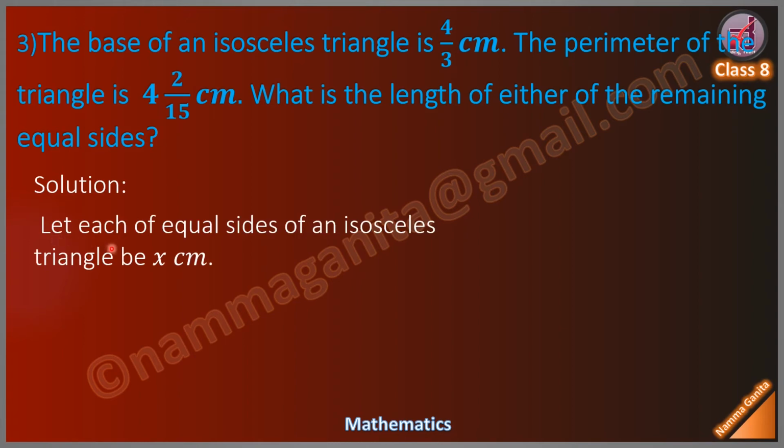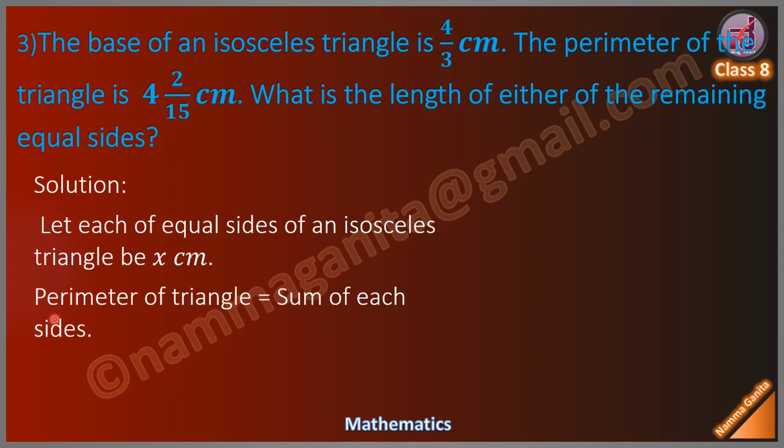Solution. Let each of equal sides of an isosceles triangle be x centimeter. Here base is given. Base of the isosceles triangle is 4 by 3 centimeter, and perimeter is given, 4 2 by 15 centimeter. We have to find the length of either of the remaining equal sides. We have to find the value of x here.